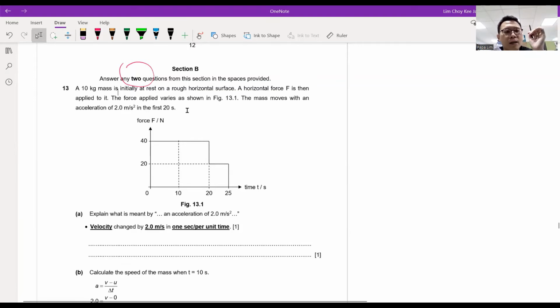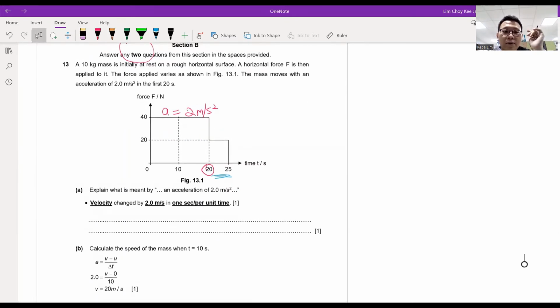The difficult part about this question is that it has a graph which is broken into two sections. One is the first 20 seconds, which is here. Then followed by the second segment of the graph, which is the 5-second segment. On this section, take note of the information given to you. There is an acceleration for the first 20 seconds, which is 2 meters per second square, at a force of 40 Newton. This 40 Newton is the applied force.